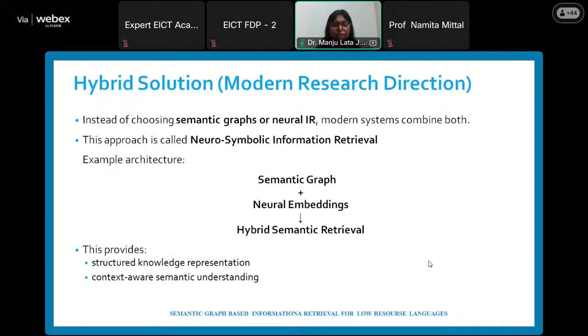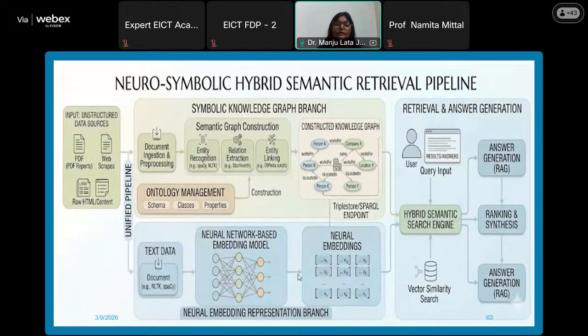So instead of choosing only a semantic graph or neural IR, modern systems combine both, and this approach is called neurosymbolic information retrieval. You can visualize the hierarchy as a semantic graph added to neural embeddings, and in the result we have semantic retrieval, providing structured knowledge representation and context-aware semantic understanding. This is the architecture for a hybrid system. Hybrid means a neurosymbolic or neurosemantic hybrid semantic retrieval pipeline.